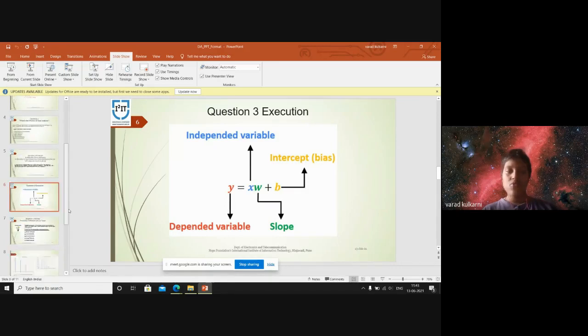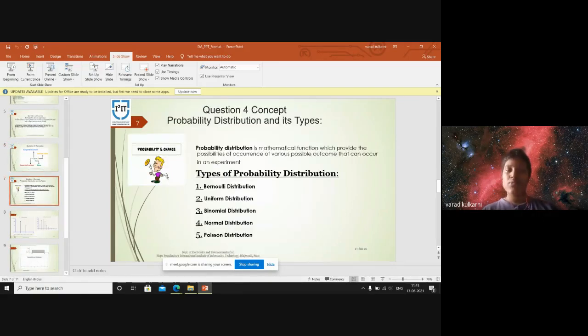So we will move to our last topic, that is probability distribution and its types. So what is probability distribution? In our day-to-day life, it is a mathematical function which gives us the idea of the possibilities of an outcome in any event. So there are certain types of probability distribution. They are Bernoulli distribution, uniform distribution, binomial distribution, normal distribution, and Poisson distribution.